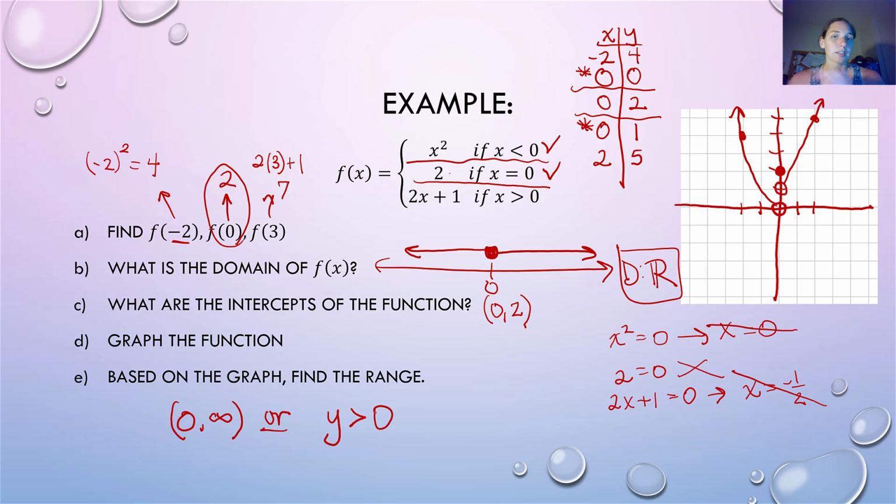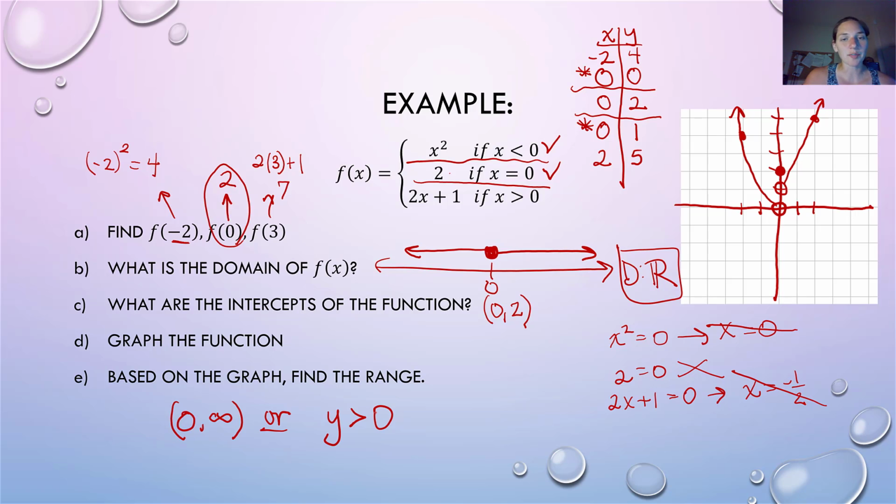The domain is given to us. It's written right out. We just have to figure out what's allowed. The intercepts, we're going to find the y-intercept by putting in 0. And then we're going to find the x-intercepts by setting each piece equal to 0, solving for x, and seeing if that's an allowable part of the domain.